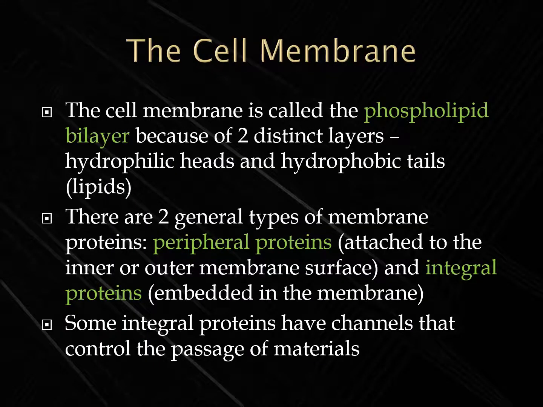The cell membrane is called the phospholipid bilayer because it has two distinct layers, hydrophilic heads and hydrophobic tails. There are two general types of membrane proteins: peripheral proteins attached to the inner or outer membrane surface, and integral proteins embedded in the membrane. Some integral proteins have channels that control the passageway of materials.